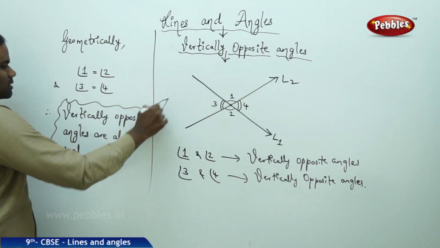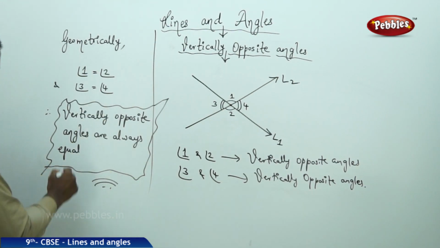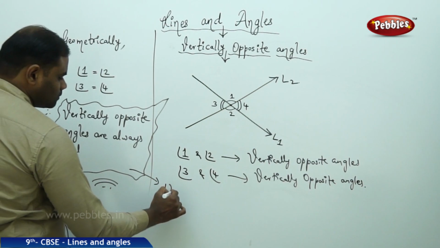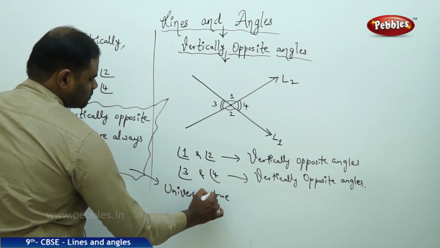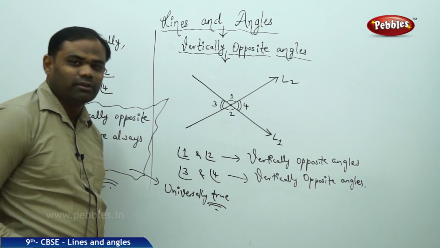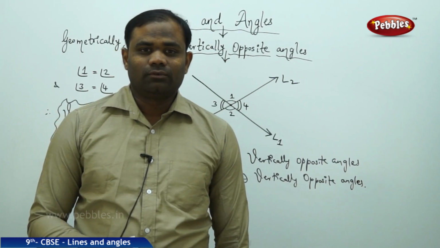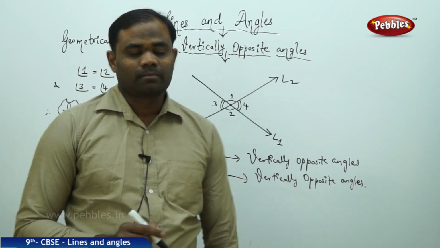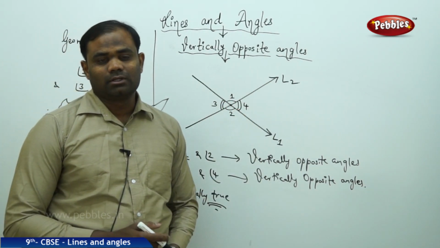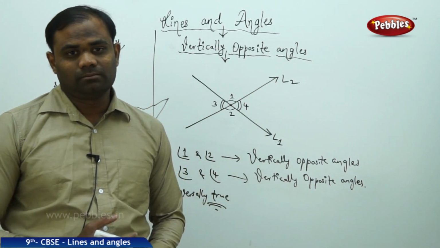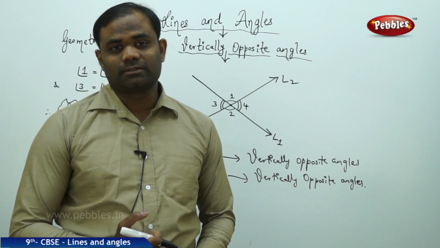For any lines intersecting, this is universally true. This is how we understand that the vertically opposite angles are always equal for any two lines intersecting. Angle 1 equals angle 2, angle 3 equals angle 4. This is how we understand the learning outcome and the definition of vertically opposite angles.